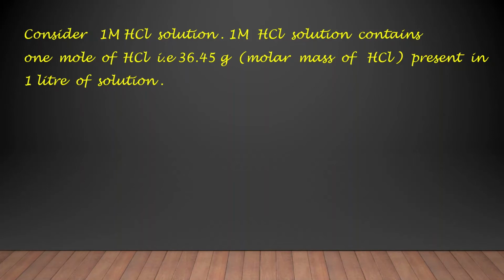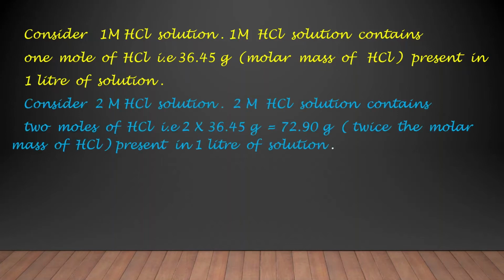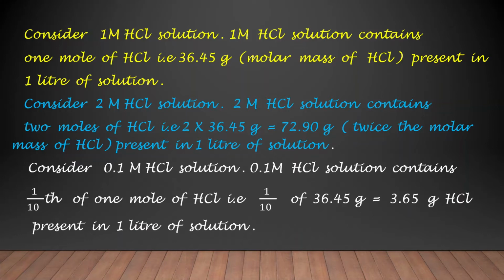Now if you consider a 2 M HCl solution, it contains 2 moles of HCl, that is 2 into 36.45 gram, which is 72.90 gram of HCl present in 1 liter of the solution. Similarly, a 0.1 M HCl solution contains 1/10 of 1 mole of HCl, that is 1/10 of 36.45 gram, which is nothing but 3.65 gram of HCl present in 1 liter of the solution.